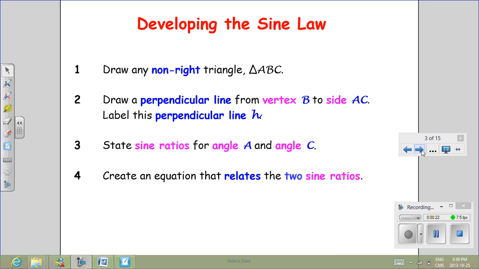State the sine ratios for angle A and angle C, and then attempt to create an equation that relates the two sine ratios. Pause the video now and do this before moving on.